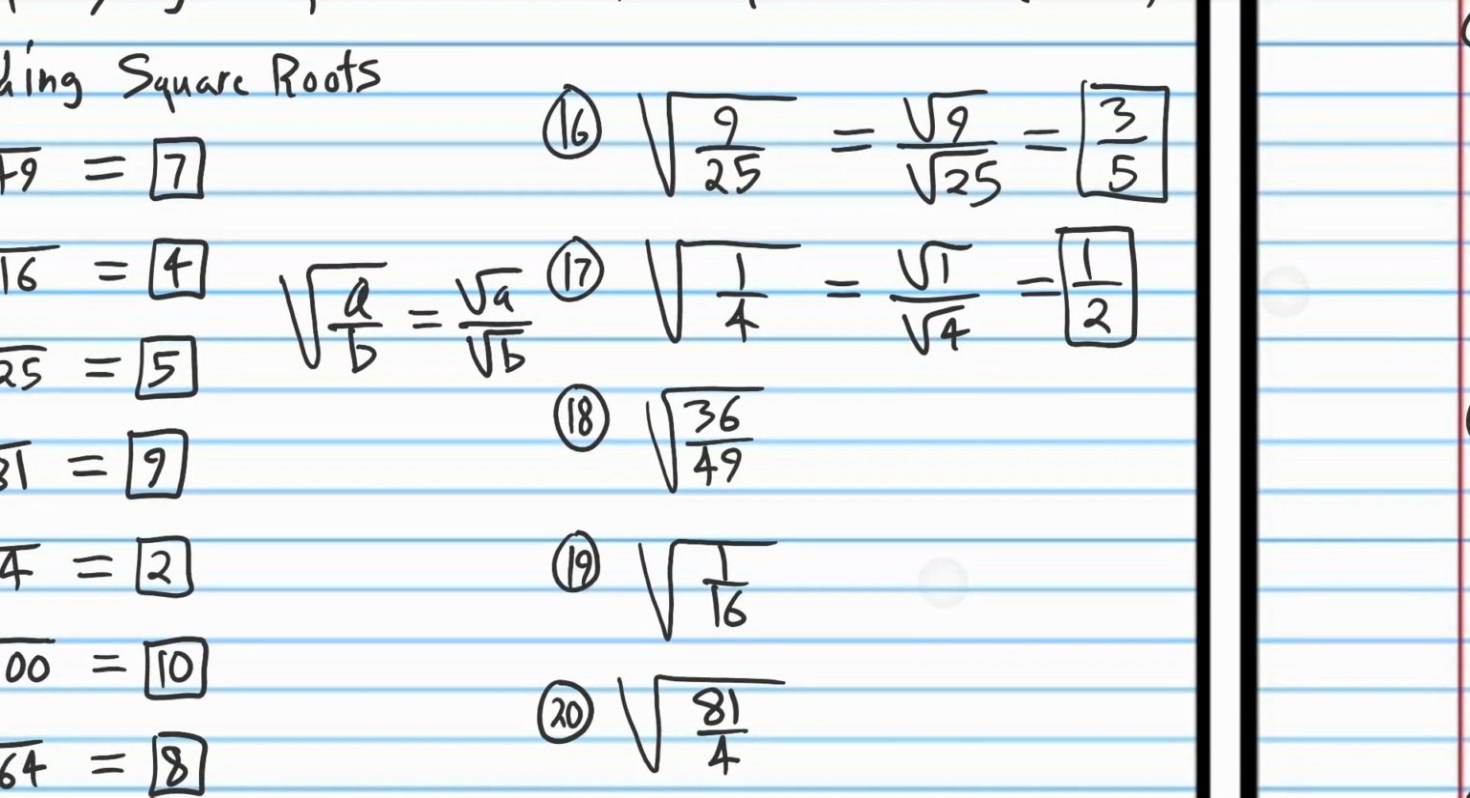So again, if you want to take the square root of a fraction, the square root of a fraction is equal to the square root of the numerator over the square root of the denominator. That's what this principle is telling us. And we have one more principle that we're going to learn. We're not going to do it right now.